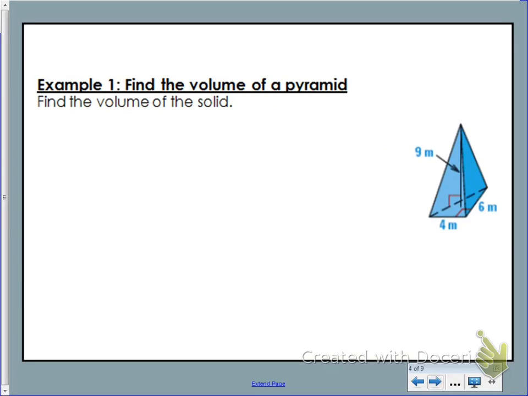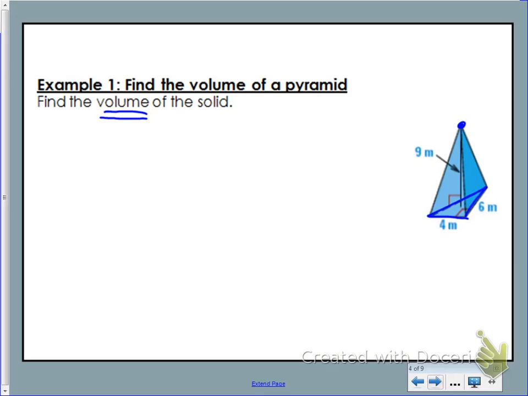So keep in mind a pyramid and a cone, they both meet at a point. So in this case we have a triangular pyramid. We have a triangle for the base and all of the 3 lateral faces meet at a point here. Now when we're calculating the volume of a solid, we're looking for how many cubes fit inside of the object.